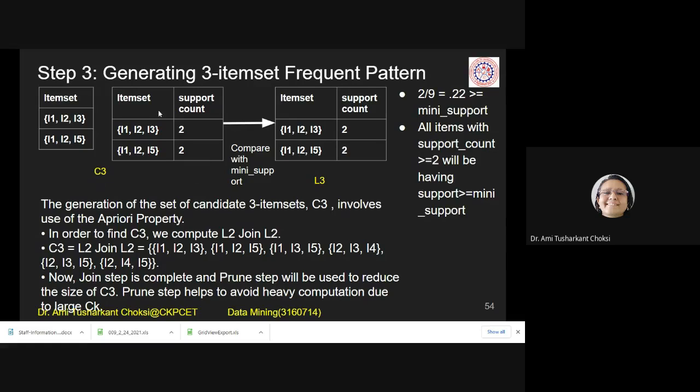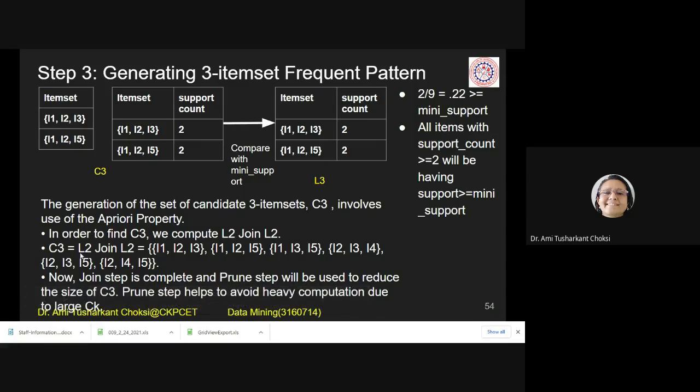Now for this set, we check the minimum support. We know that 2 is the minimum support count. Is it crossing? It is greater than or equal to 2, so the equality condition is satisfied. And so we can say that L3 will be the same as C3.